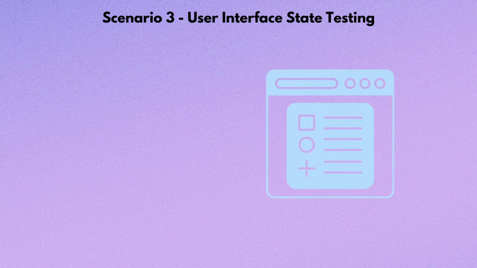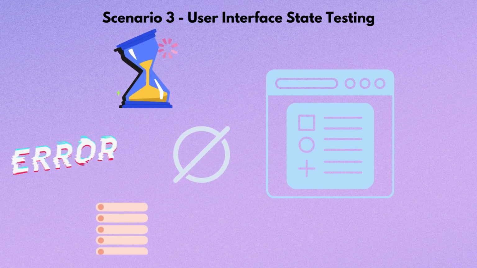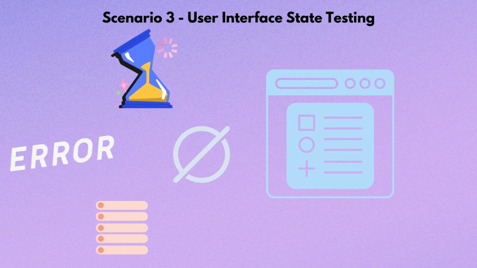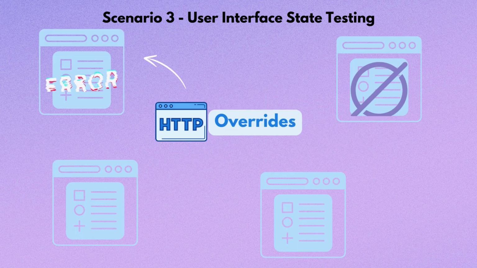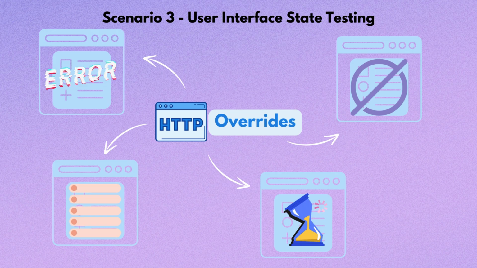Developers often need to test UI components in various states, like loading, error, empty, and populated states. By overriding HTTP responses, they can quickly switch between different states without the need for backend changes, allowing for a thorough testing of all UI components under different data conditions.